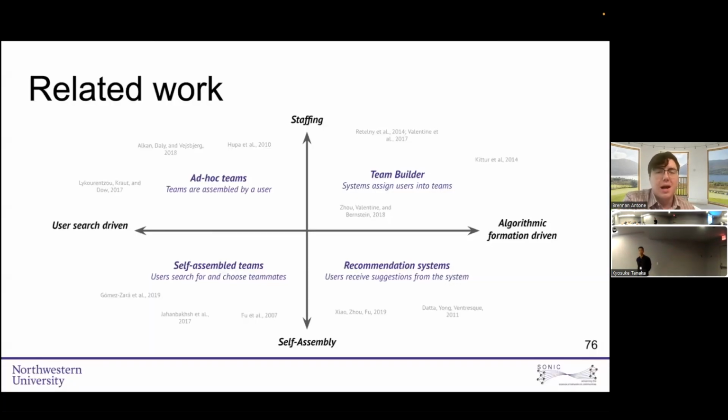Overall, team assembly is a big space in the literature. There's a difference between formally staffed teams, where a team may be assembled by an external person, by one leader, or dictated by organizational structure. That's one end of the spectrum.